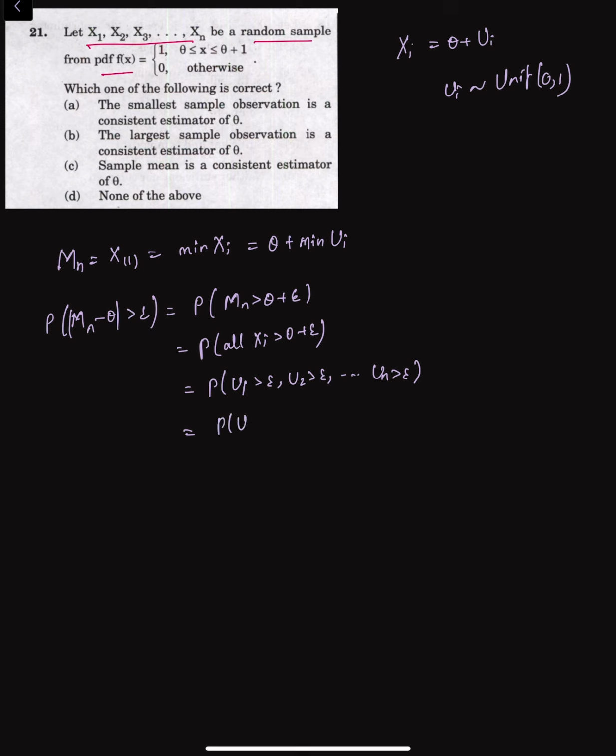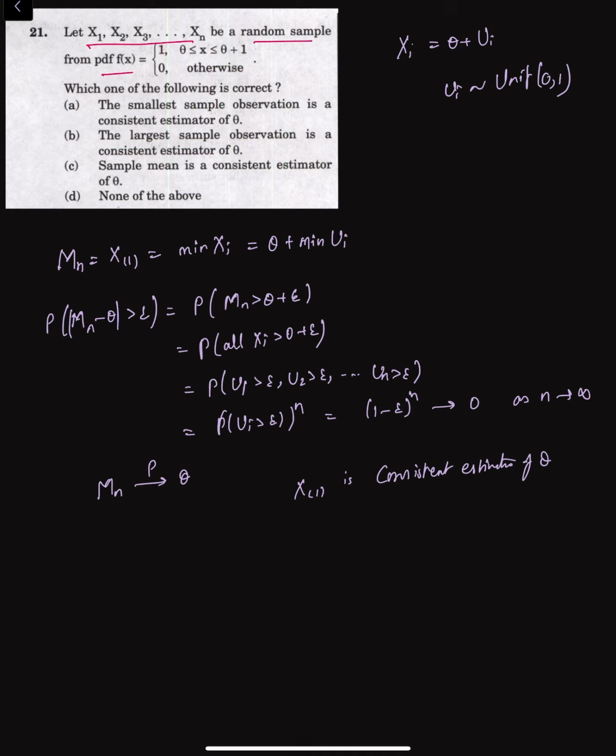So it is probability of ui greater than epsilon whole to the power of n, which is nothing but (1 minus epsilon) whole to the power of n. And this tends to 0 as n tends to infinity, because it is 1 minus epsilon, which is less than 1, to the power infinity. A value just less than 1 to the power infinity will just tend to 0. So we can say mn tends to theta in probability. So mn is a consistent estimator of theta. So option A is correct.